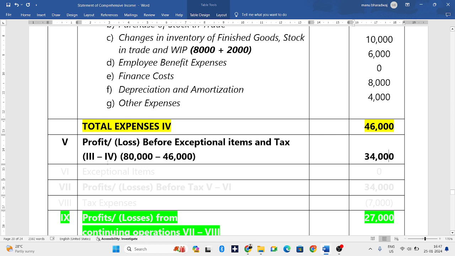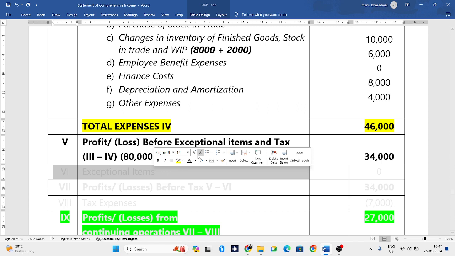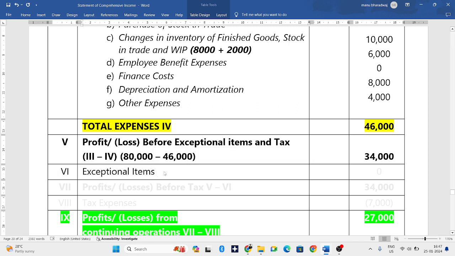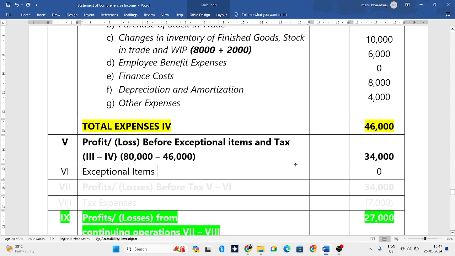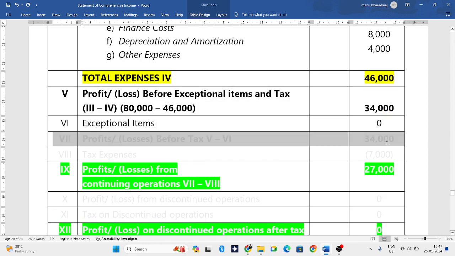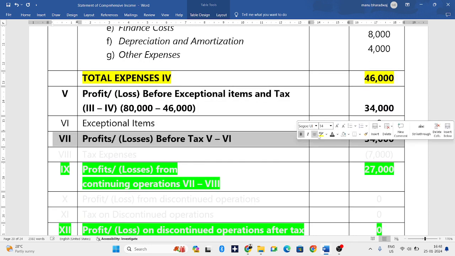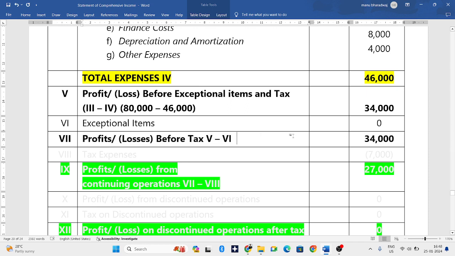We call that profit or loss before exceptional items and tax. From that we have to remove exceptional items. There are no exceptional items in the question, so consider it as 0. So profit before tax will be 34,000 only. How did we get this? 34,000 minus 0, that is exceptional items, gives 34,000. Now from that we have to remove tax expenses.